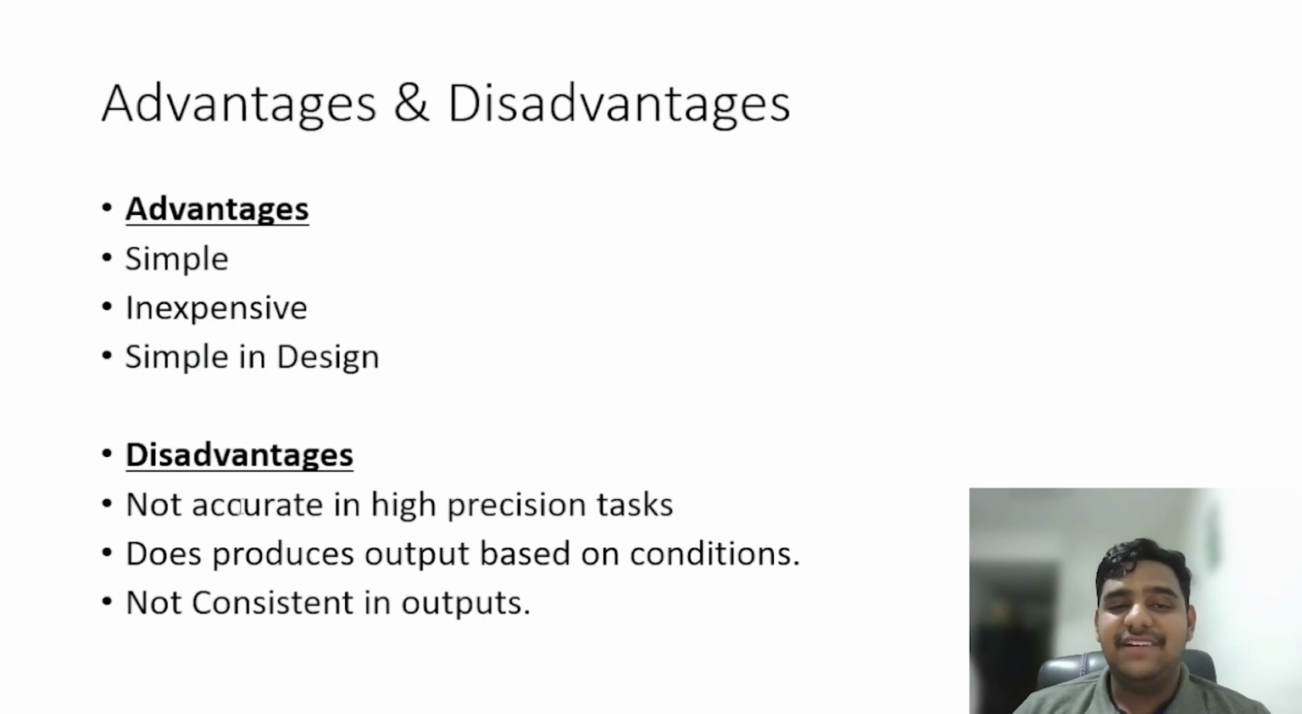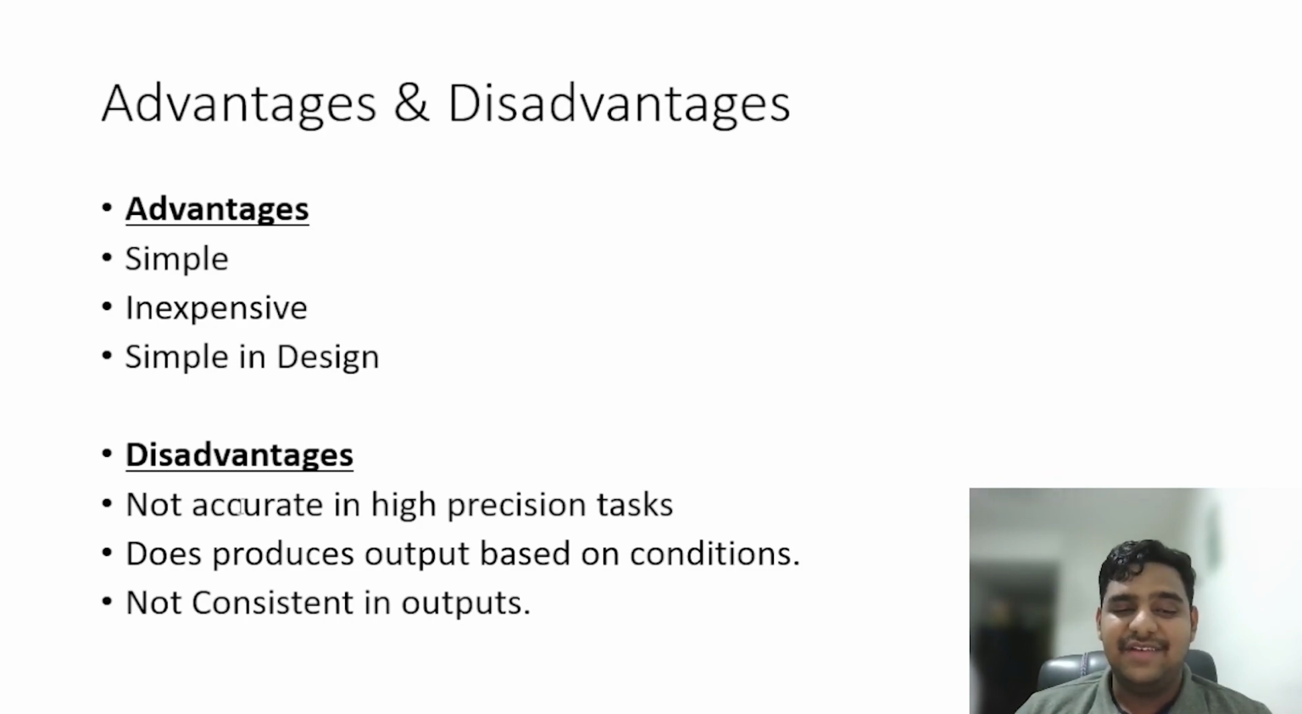So there are many advantages and disadvantages of each and every system. So basically, these are the advantages and disadvantages of an open loop system. Firstly, look at the advantages. Open loop systems are simple in design. They are inexpensive and very simple to operate as well. So this keeps costs down and also gives simplicity in operation for the user.